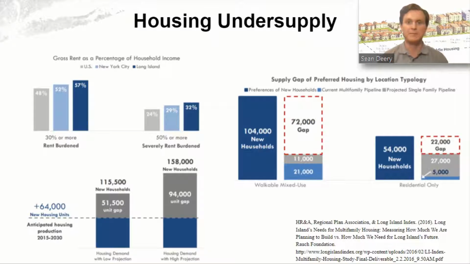By 2030, Long Island is expected to gain 158,000 additional households, with 104,000 of those households expressing a preference for housing in walkable, mixed-use areas. Unfortunately, the new development pipeline shows a 72,000 unit gap in walkable mixed-use housing units and a 22,000 unit gap of housing units in residential areas.